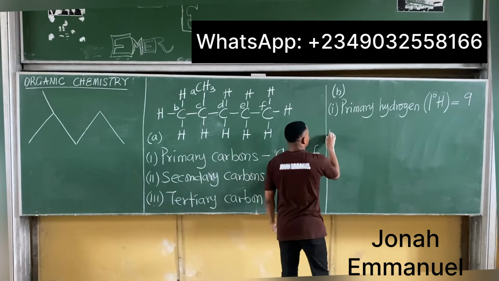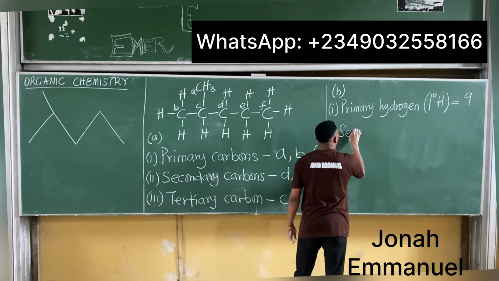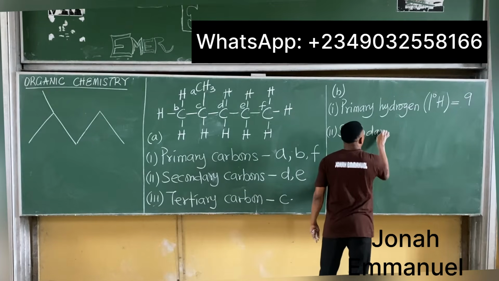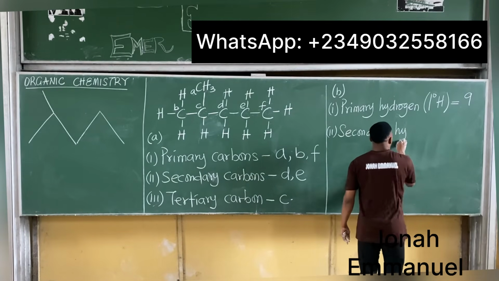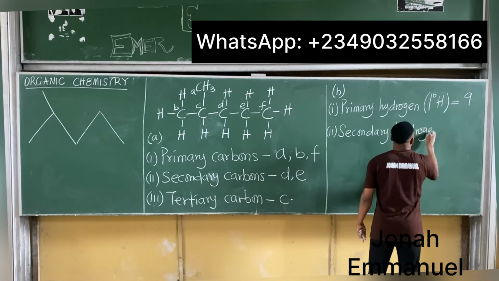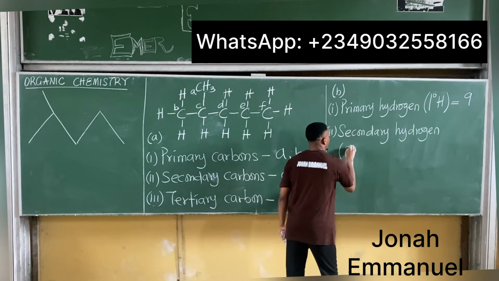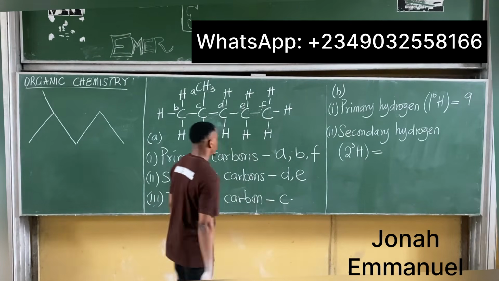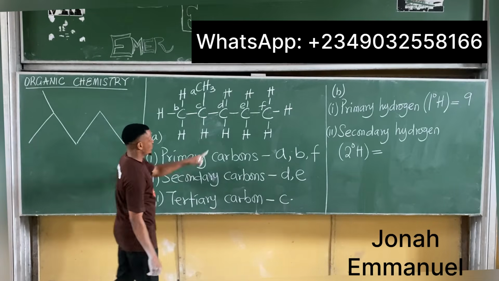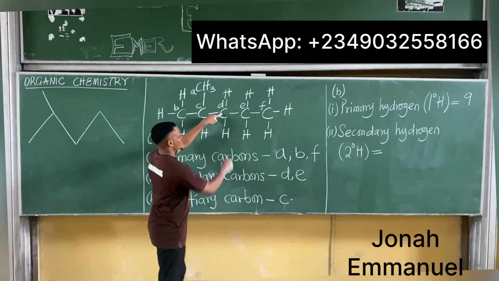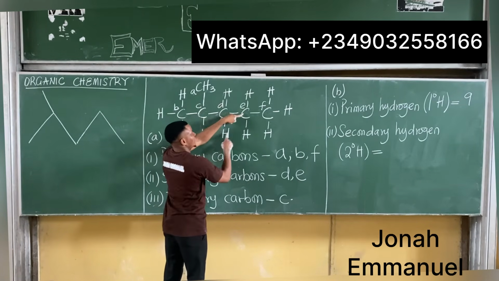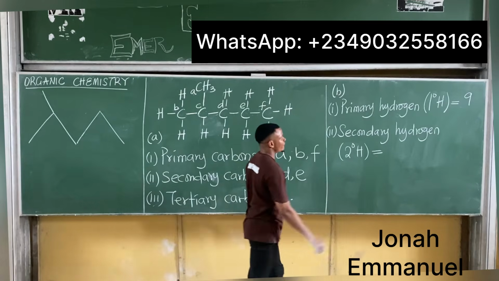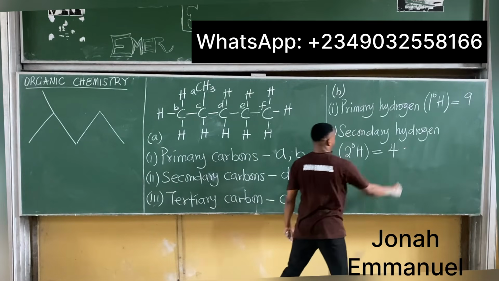Number 2, let's look at secondary carbon. Secondary hydrogen, that's this H. Please check how many. My secondary carbons were just these 2. So it becomes the hydrogens of this 2, and then 3, 4. So I have 4 secondary hydrogens.